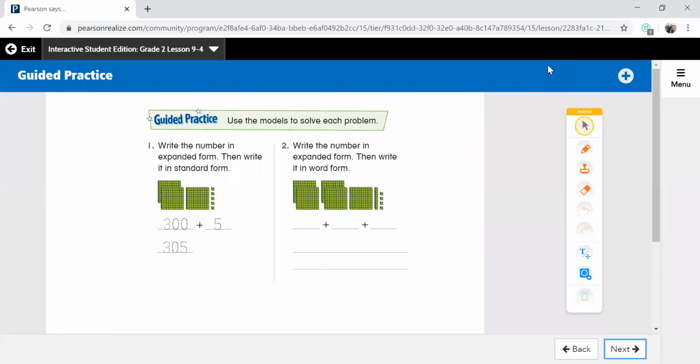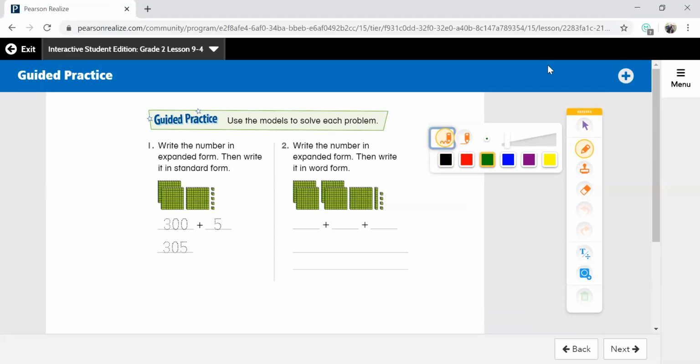All right, so let's look at number 1. Write the number in expanded form, then write it in standard form. So for expanded form, you look at the flats and we see there are 3 of them, which stands for 300, plus look at the ones. There are 5. 300 plus 5. Then underneath, to write it in standard form, is 305. Let's take a look at number 2.